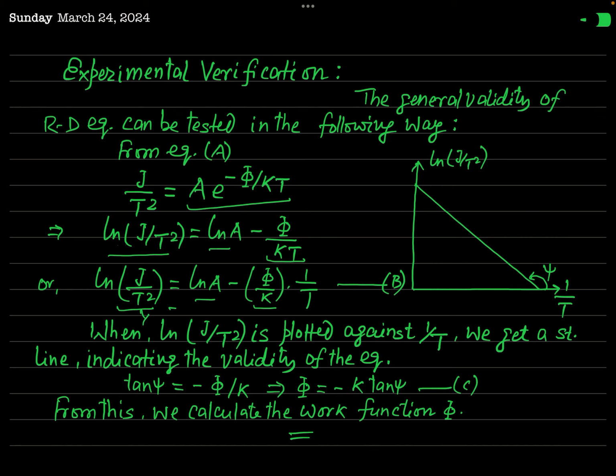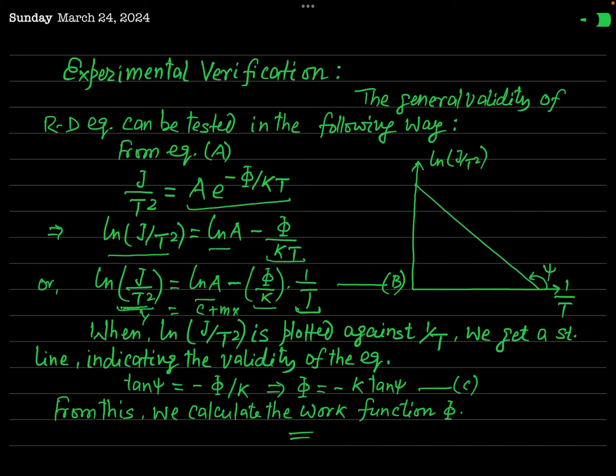See this equation. This is simply y equal to c plus mx. This is the equation of a straight line with negative slope. The slope of this straight line is minus phi by k. So the graphical plot of log J over T square against 1 over T is a straight line. When we draw this graph, it is found that the plot of log J over T square against 1 by T is a straight line. So this verifies the Richardson equation. This indicates its validity.